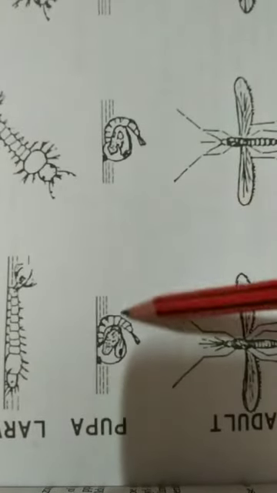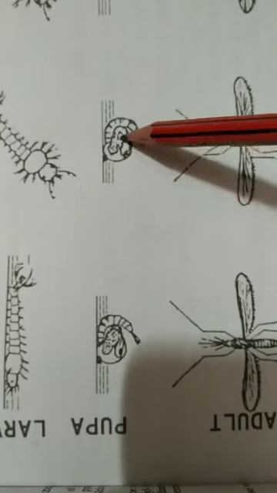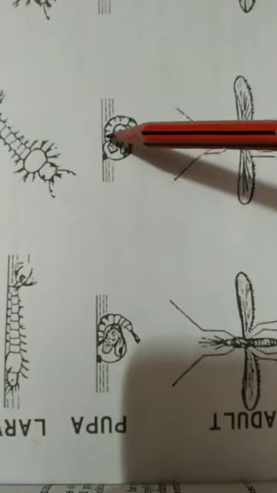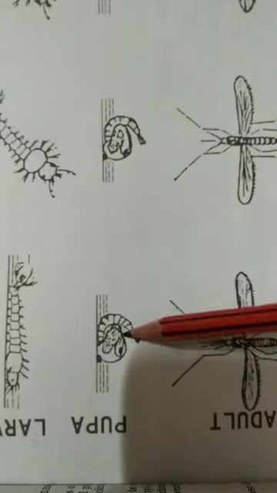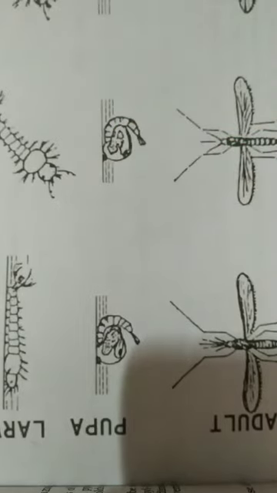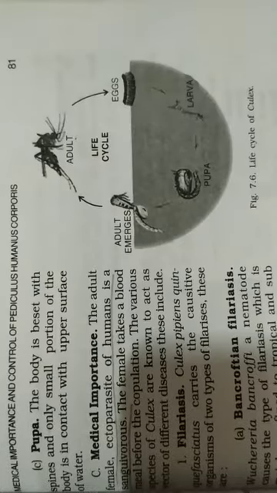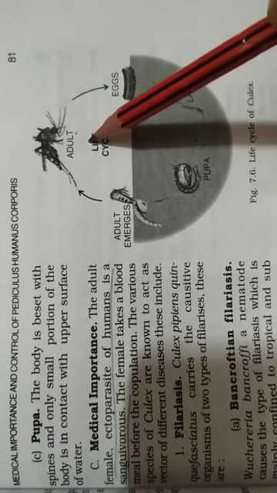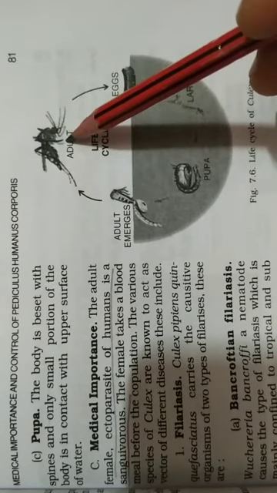Next is the pupa. Pupa दोनों का ही हमें देखने के लिए भी similar लग रहा है. Pupa में जो body है, that is aligned just below the water surface. Now the next is, after pupa, the adult that emerges. ठीक है, pupa के बाद जो आपका adult है वो emerge कर जाता है.